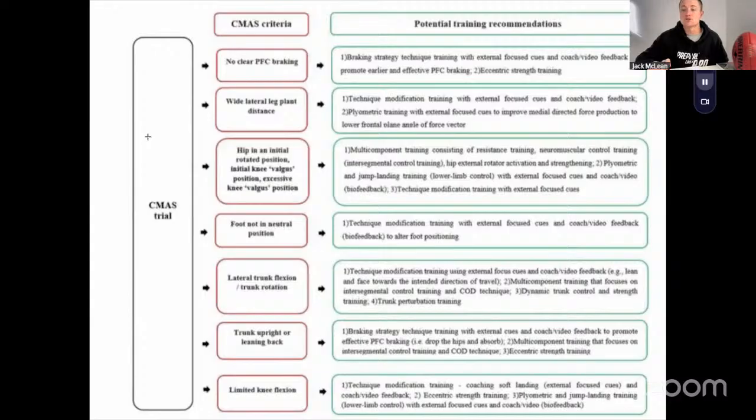Foot might not be in neutral, so they could have that duck foot, everted position, what to work on with, which we know has put them at high risk for ACL. Hip and knee, so that valgus position, what to work on, and then wide lateral leg plant distance as well. So he's listed all the risk factors in lateral movement, both from a cutting perspective, and what to work on if you're seeing that in your coaching.